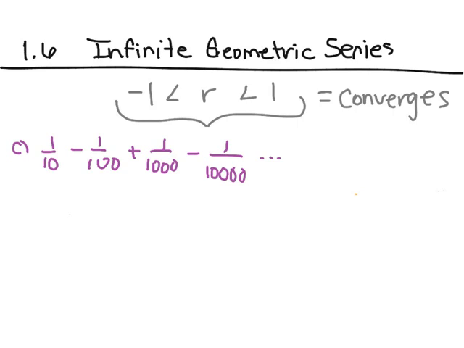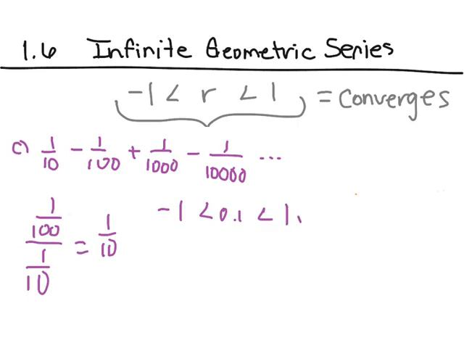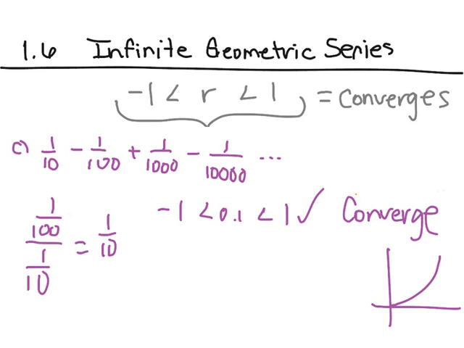For this one, 1/100 divided by 1/10 is equal to 1/10. And since -1 is less than 0.1, which is less than 1, we know that it will converge. And the graph will go towards a point. So now we need to figure out what the finite sum would be.